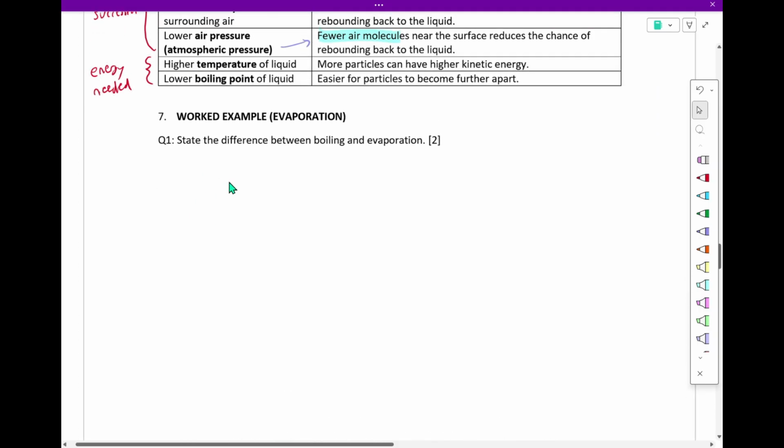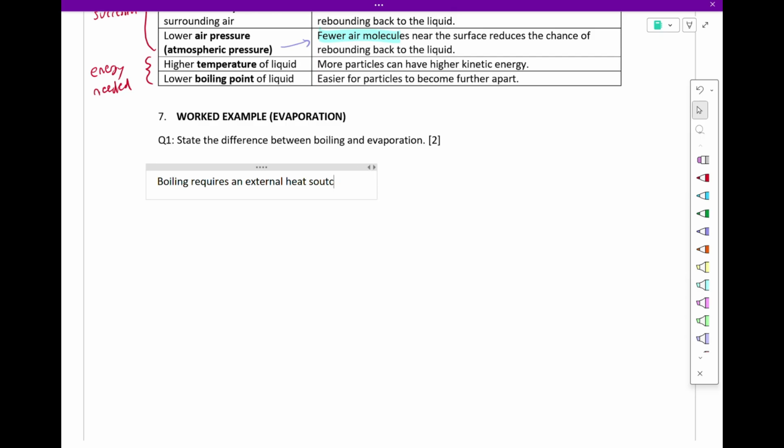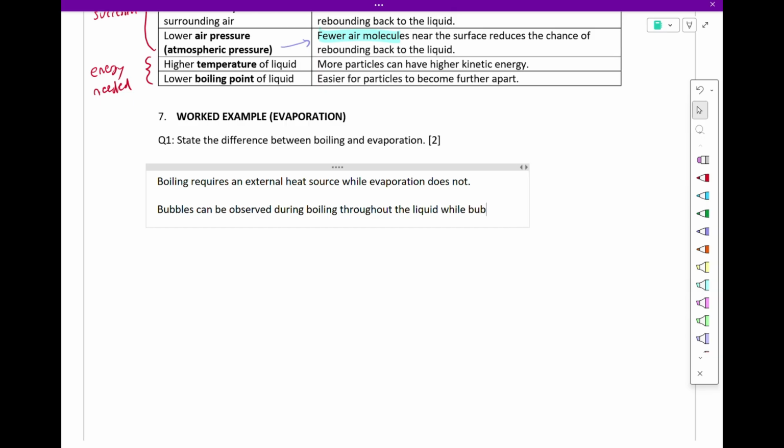State the difference between boiling and evaporation itself. Boiling requires an external heat source, while evaporation does not. Bubbles can be observed during boiling throughout the liquid, while bubbles are not seen during evaporation.